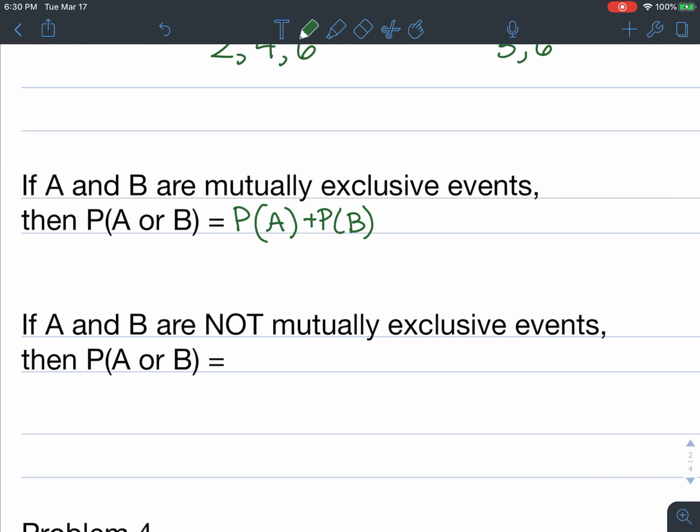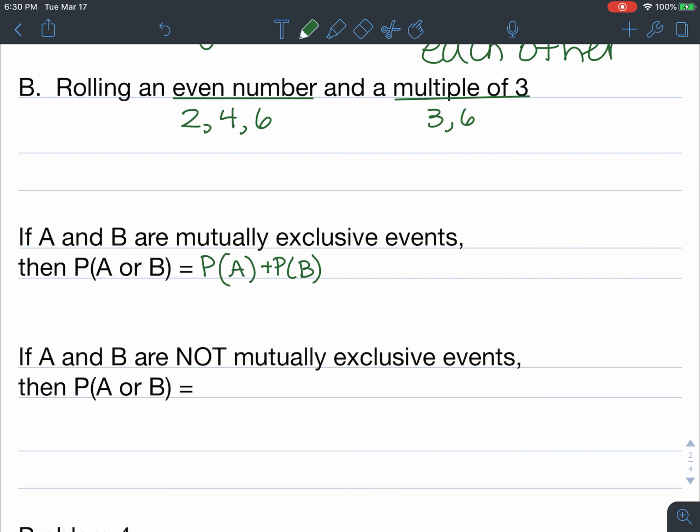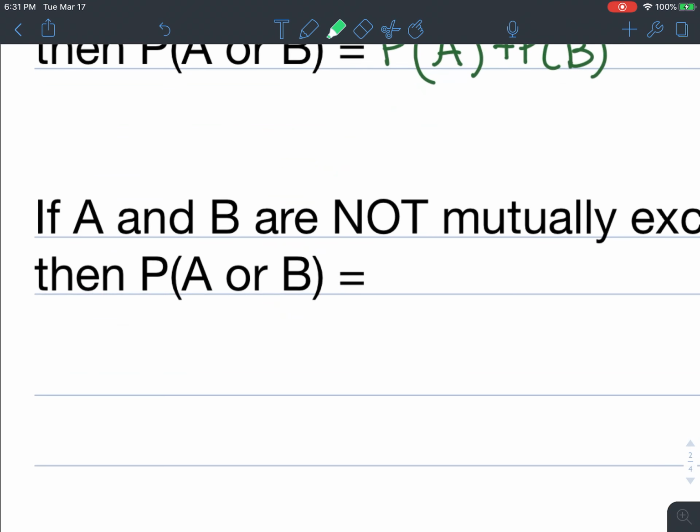If A and B are not mutually exclusive, then you have to account for the overlap. So if we go back up here to B, do you see how being an even number and being a multiple of 3, those both involve the number 6? So if you were to just simply count these up, 1, 2, 3, 4, 5, you would have counted the 6 twice, and you can't count the 6 twice. So you would have to account for that by taking one of those 6s away.